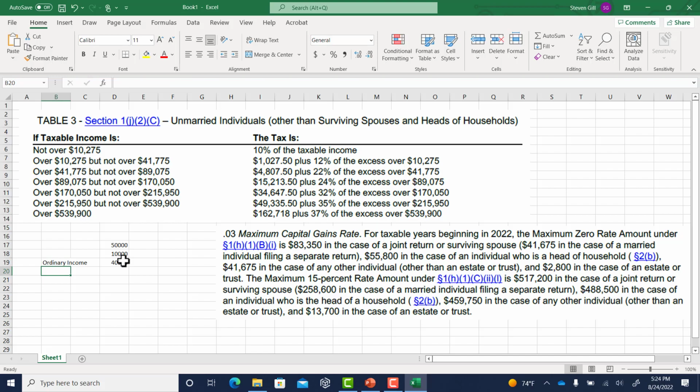of 40,000. So we can run the 40,000 through the same machine that we just ran through the 60,000 earlier, right? Except this time we're in the bracket between 10,275 and 41,775. So let's go to 10,275. What's our excess? Multiply that by 12%. We get 3,567. To that we're going to add 1,027.5. Sorry you guys. I'll get there eventually. So there's our tax on ordinary income.